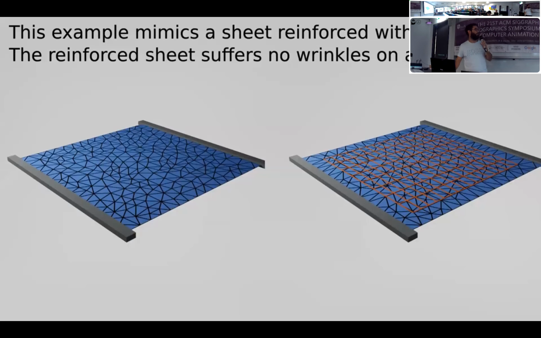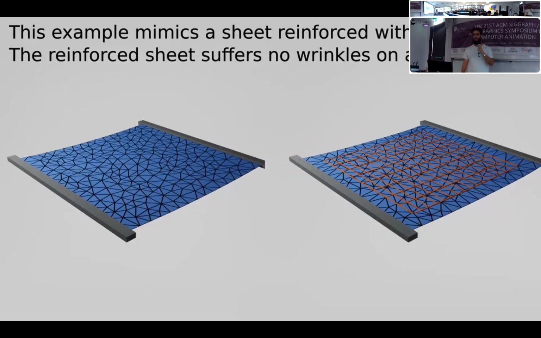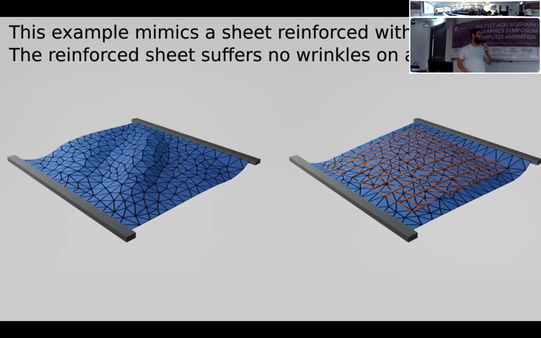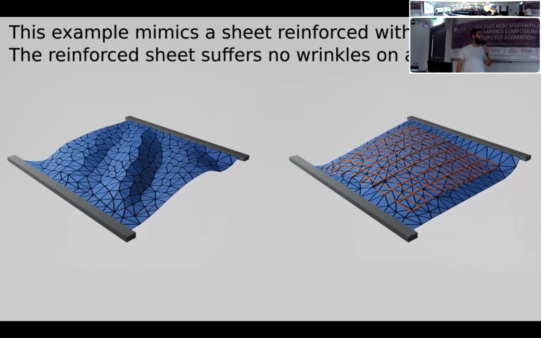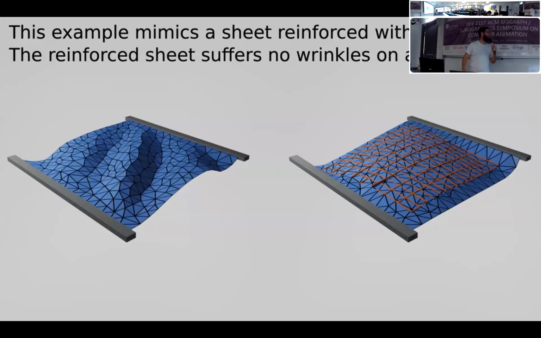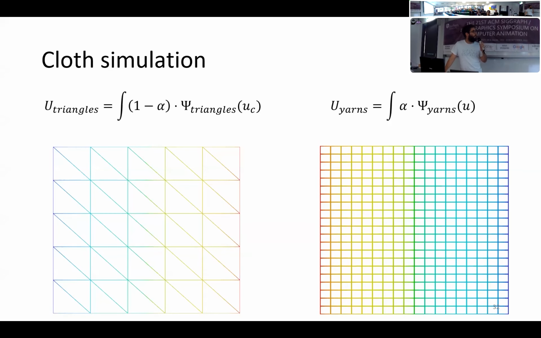Also, we can perform simulations. Here we simulate a shear test and it produces the typical wrinkles. But when we put some reinforcements in it, like this will be like a typical carbon fiber material, the wrinkles disappear. Also, we can perform cloth simulation where we mix triangles and yarns, like we did in 2020.